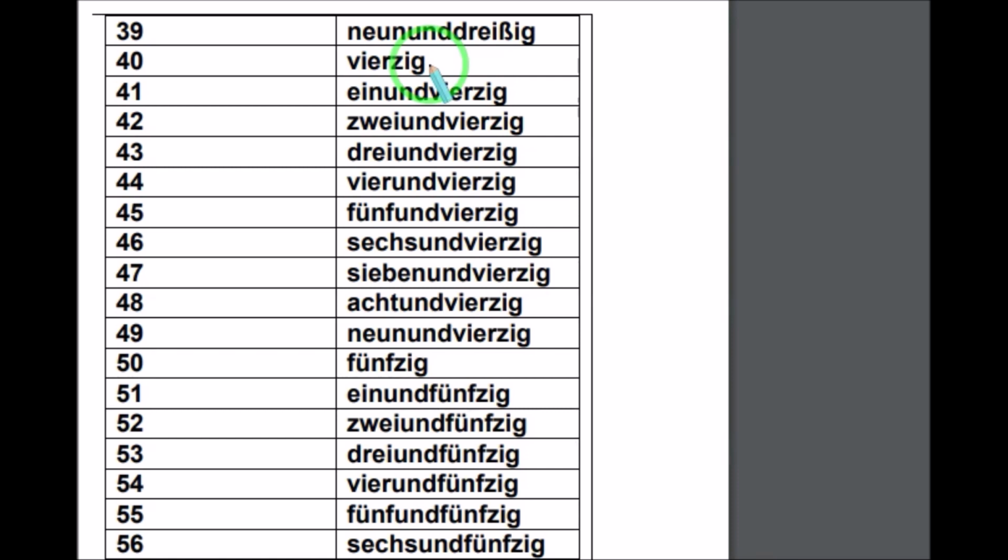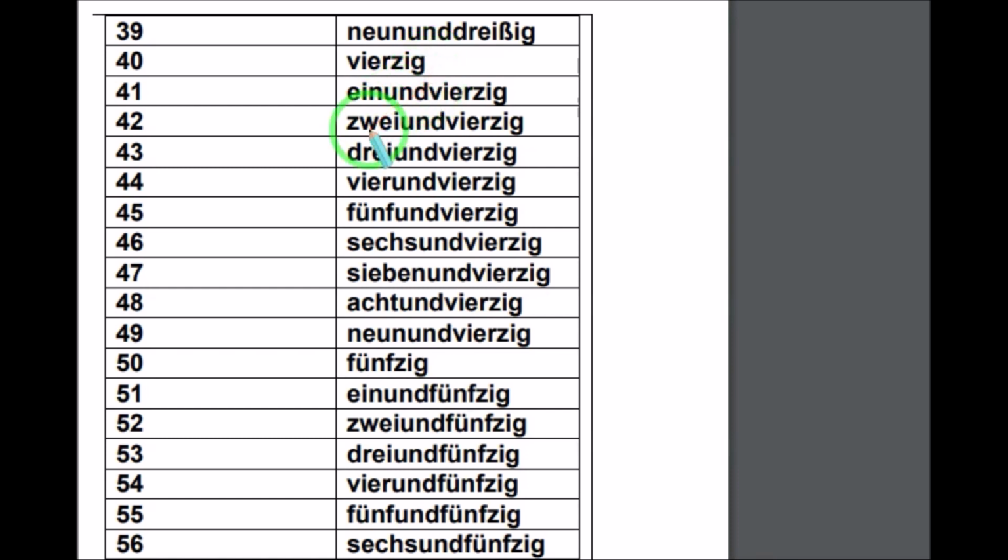In case of 70 you will write S-I-E-B-Z-I-G, siebzig. So I hope you are getting that it's a trick. For 40, first you will write 4, which is vier, and then just add Z-I-G. It's the same for 50, 60, 70, 80, 90. I'll explain again as we move forward.